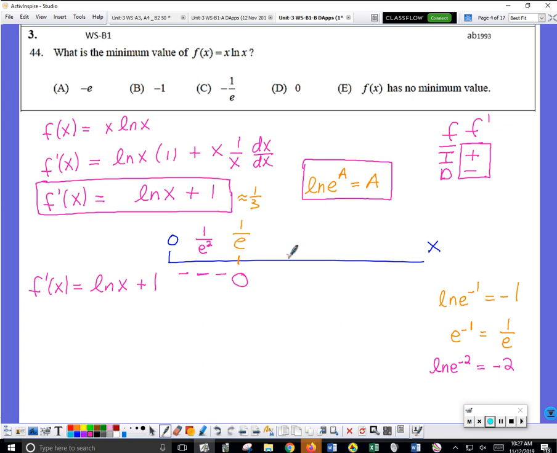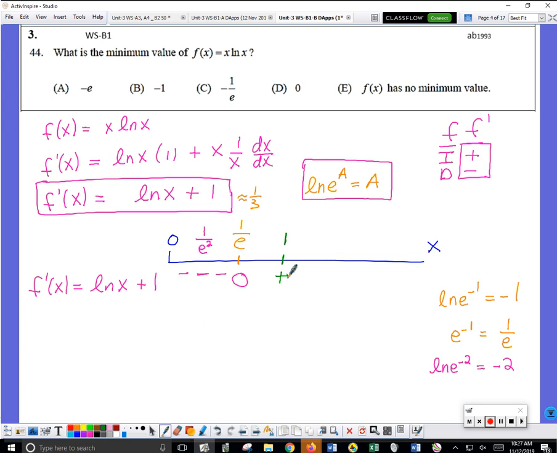Just say yes or no, please. Is 1 larger than 1 over e? Yes or no? Yes. So I could use a 1, because you should all have memorized that the natural log of 1 is 0. 0 plus 1 would be a positive number. If you don't have that memorized, please do. Okay?